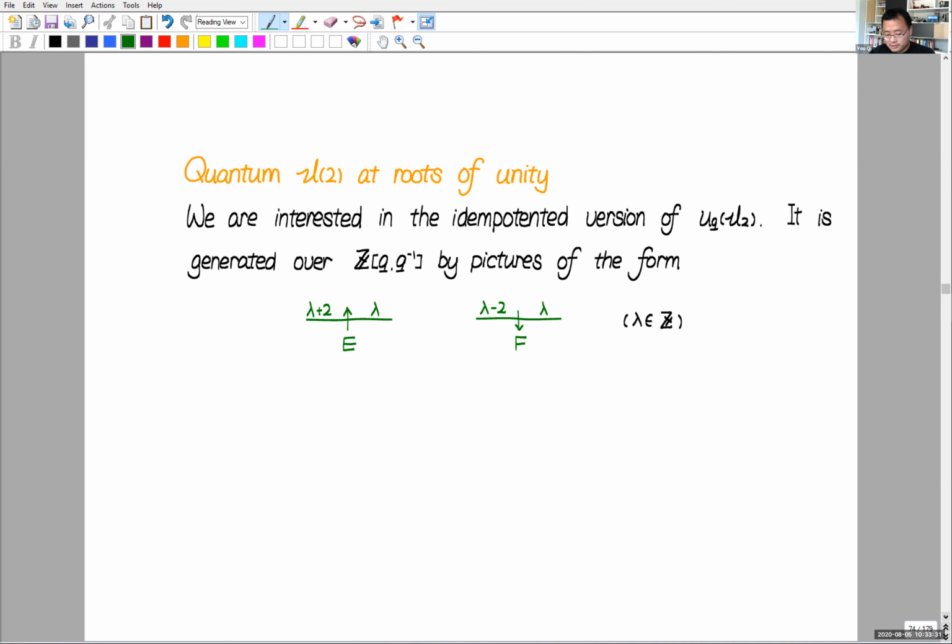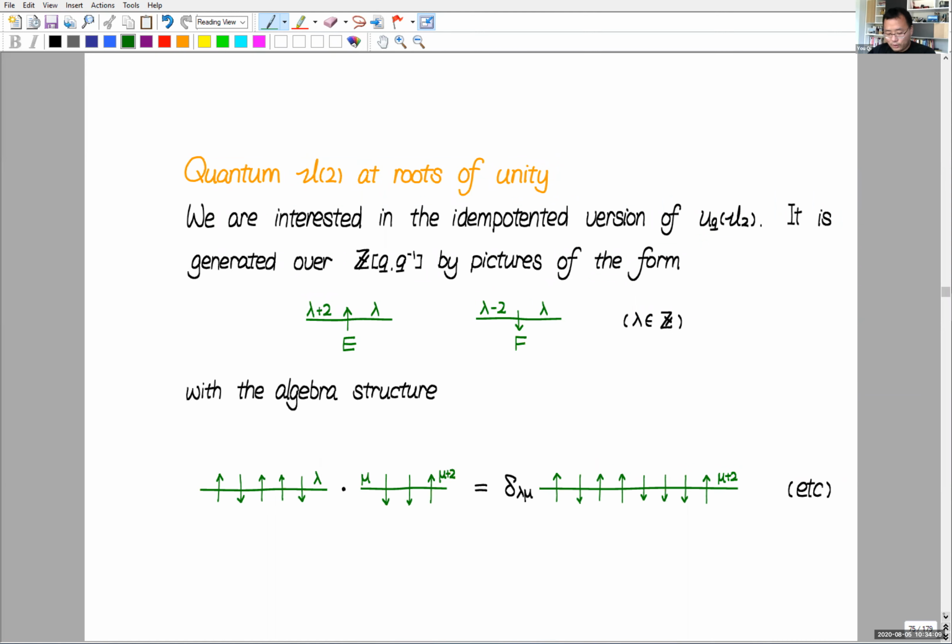We're interested in this idempotent version of quantum groups, where the regions are labeled by the weights of SO2, and the E and F operators either raise the weight by 2 or decrease it by 2. We read these pictures from right to left. You think of lambda as some quantum state, and when you encounter F, it decreases to lambda minus 2, and E increases the quantum state from lambda to lambda plus 2.